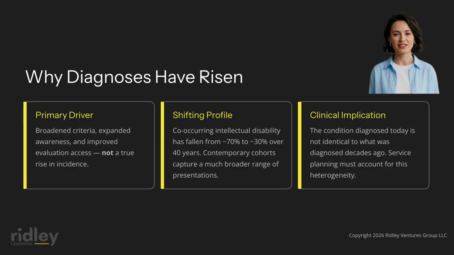This interpretation fits with the observation that the proportion of diagnosed individuals with co-occurring intellectual disability has fallen substantially over the past 40 years, from roughly 70% to 30%. That tells us contemporary cohorts include a much broader range of presentations than early cohorts did. From the clinician's standpoint, the practical implication is that the condition being diagnosed in 2026 isn't identical to the condition diagnosed in 1986, and that educational and service system planning must account for the heterogeneity of presentations captured under the current DSM-5-TR framework.